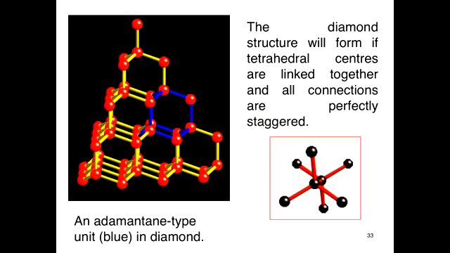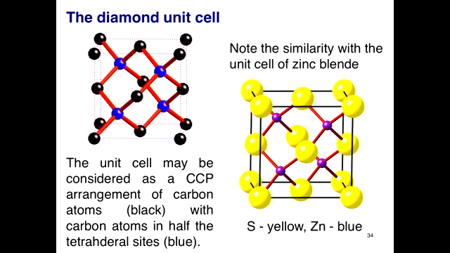Another way that we can think about the structure of diamond is to relate it to cubic close packing. So if I take a cubic close packed array of carbon atoms and I put carbon in half the tetrahedral sites, I get diamond. So carbon in the face-centred cubic arrangement, but also in half the tetrahedral sites, much like we said for zinc blende, then we get diamond.